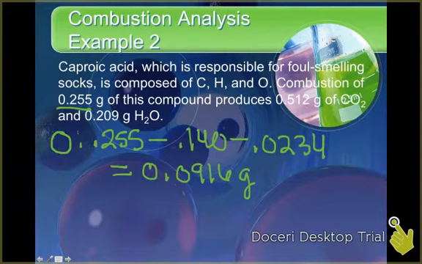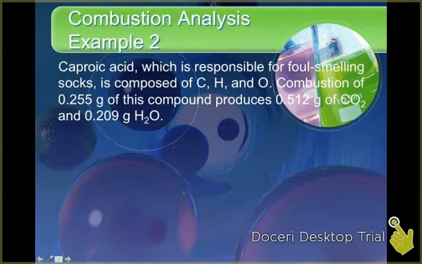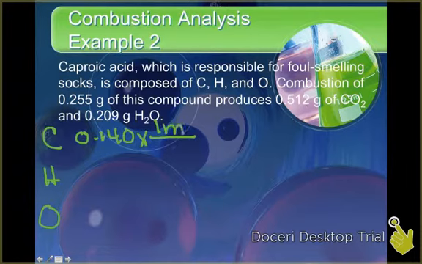Okay, but that's not getting us any closer to figuring out our empirical formula, because in order to figure our empirical formula out, we have to do a mole ratio. But now that we have our grams, we can convert to moles really quickly. So for carbon, hydrogen, oxygen, we found that our carbon was 0.140. So to convert it into moles, we're going to do 1 mole over 12.01 grams.